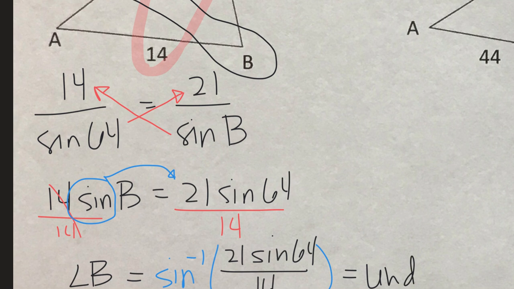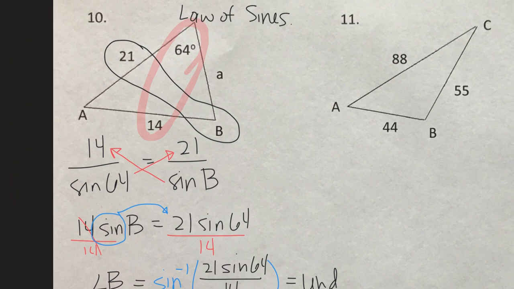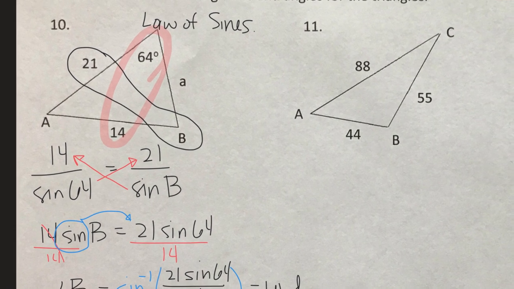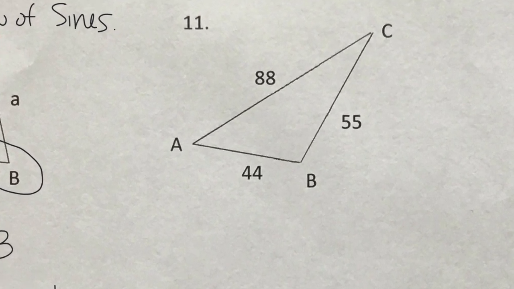Undefined. So what does that mean for our problem? That there are actually 0 triangles possible. So this is a 0 triangle possible problem. In other words, this is drawn poorly, right? We can't actually have a triangle with an angle of 64 and an adjacent side of 21 and an opposite side of 14. So if that ever happens, because we didn't check at the beginning, that's your answer, or the calculator said undefined, and we interpret that as meaning no triangles possible.